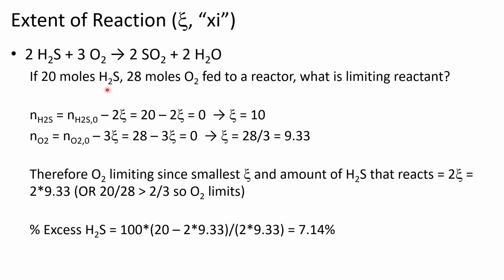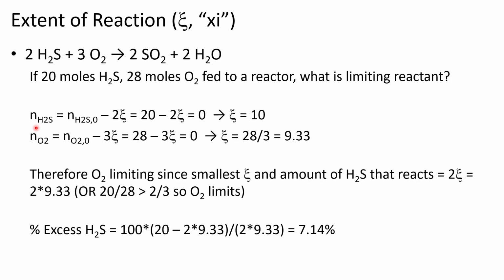What is the value of xi required for complete consumption of hydrogen sulfide, and compare that to the value of xi for complete consumption of oxygen. If we use the definition of xi and how we calculate the amount of a species that exits from the amount that enters, we'll be able to determine which reactant is limiting.